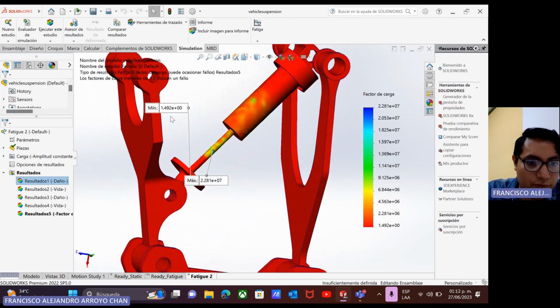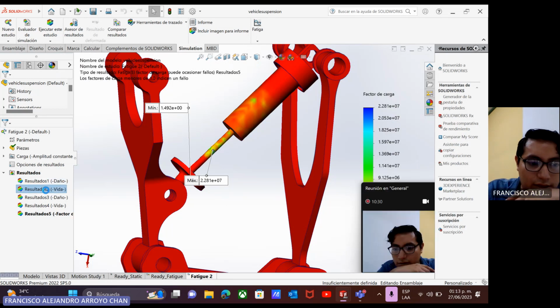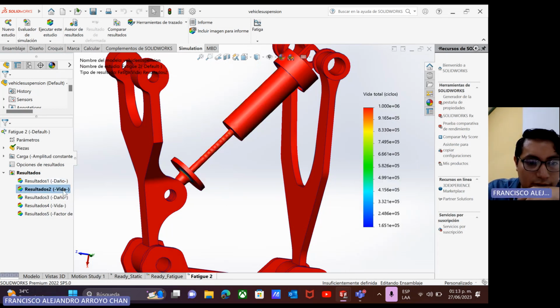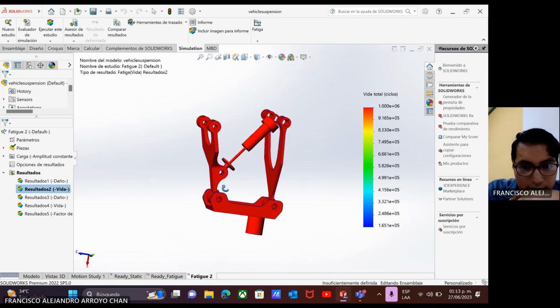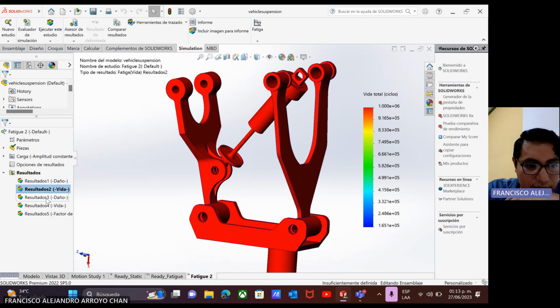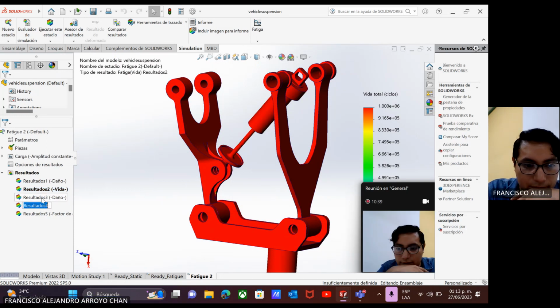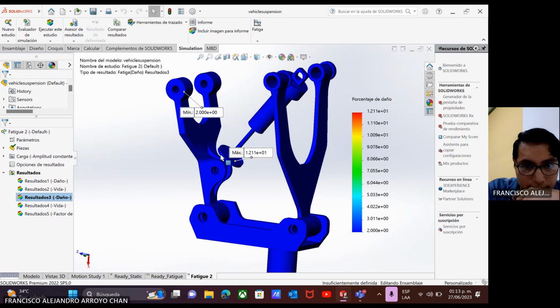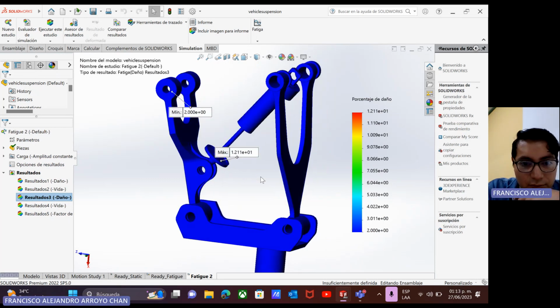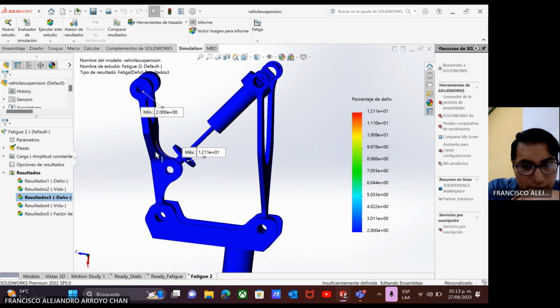We have 1.50 for the minimum and 2.28 for the maximum. Also, it talks about the damage in the minimum for the stress. The second results are similar. The damage is for those points: 2% for the minimum and 1.2 for the maximum.